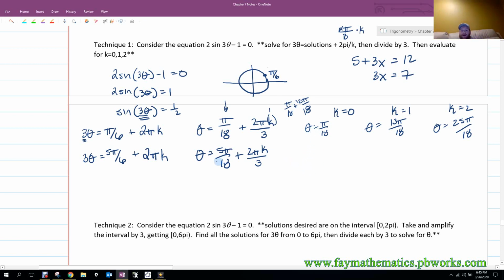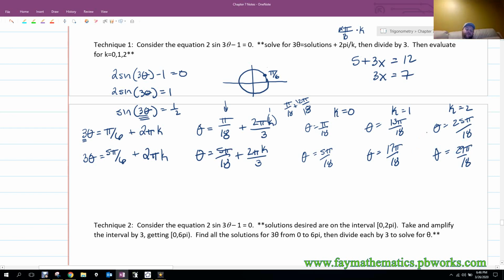Coming down here, we're going to do the same thing. We'll let k be 0, so we got 5 pi over 18. That's when k is 0. If k is 1, I'm going to be adding 12 pi over 18 again. So in that case, I'm going to have 5 pi over 18 plus 12 pi over 18, so 17 pi over 18. And then this one here will be another 12 pi over 18, so 29 pi over 18.